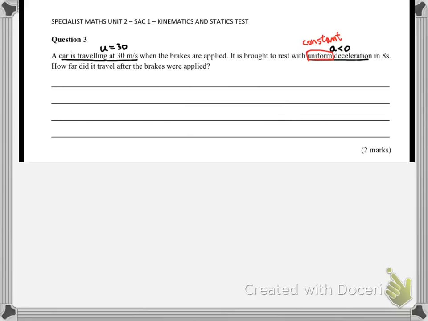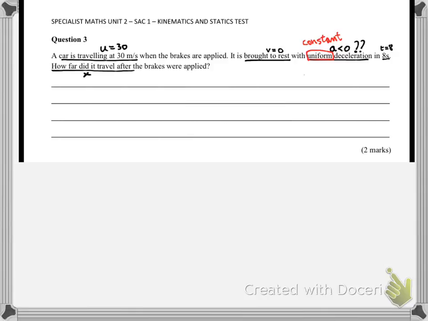Okay. Now, let's continue with that. So, what we need to work out next is thinking about how far did it travel after the brakes were applied.